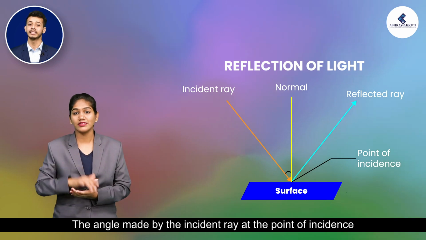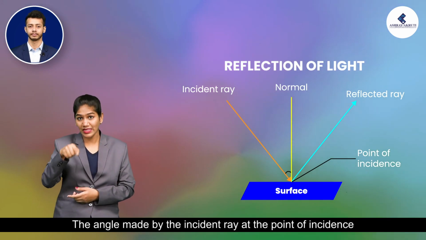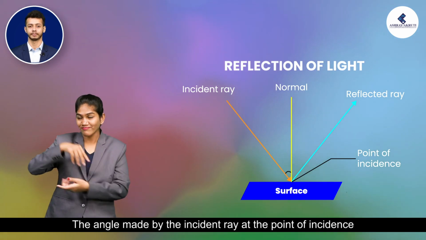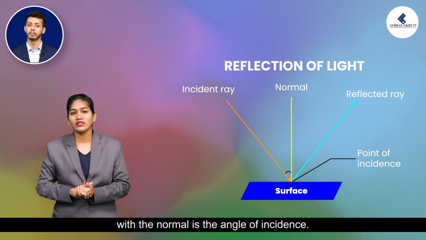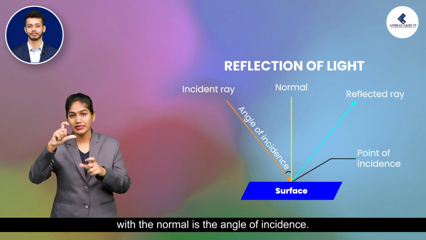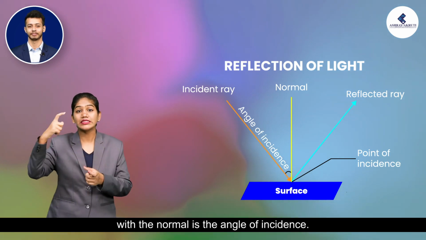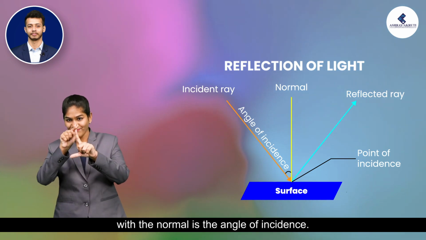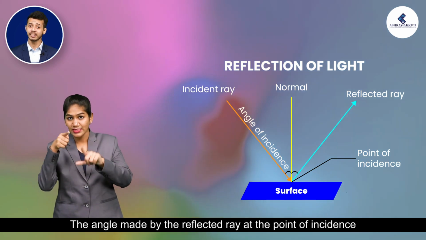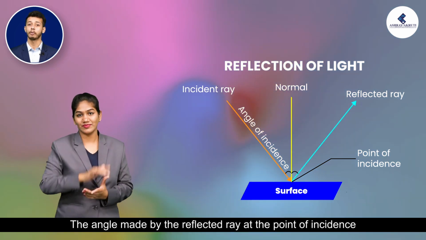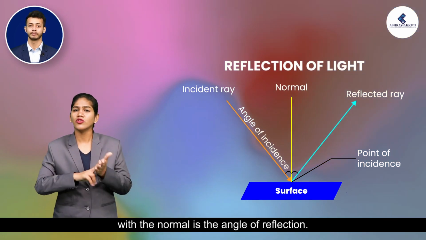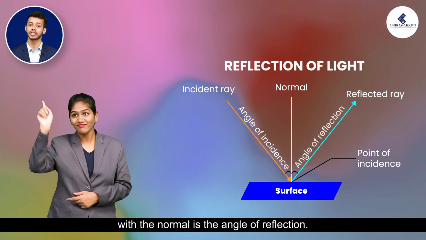The angle made by the incident ray at the point of incidence with the normal is the angle of incidence. The angle made by the reflected ray at the point of incidence with the normal is the angle of reflection.